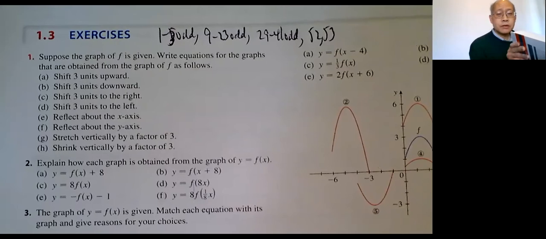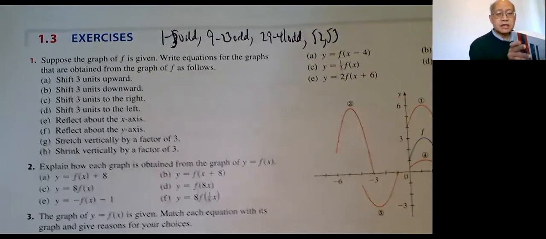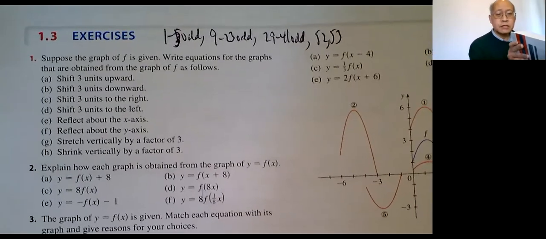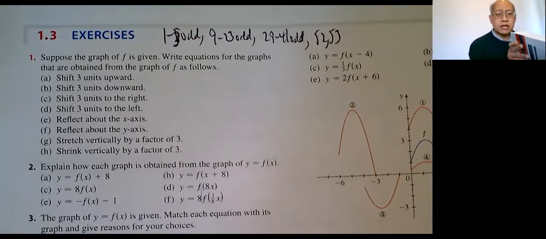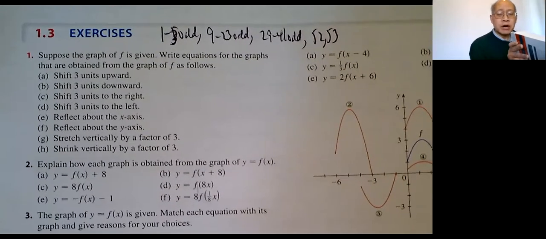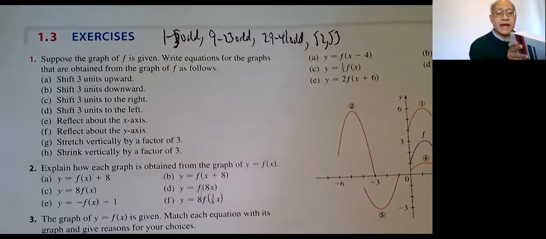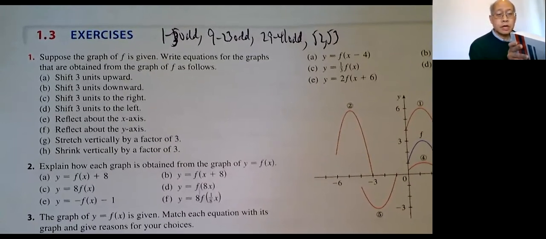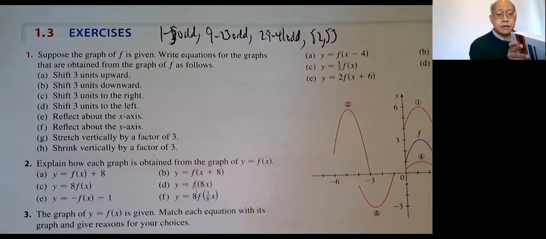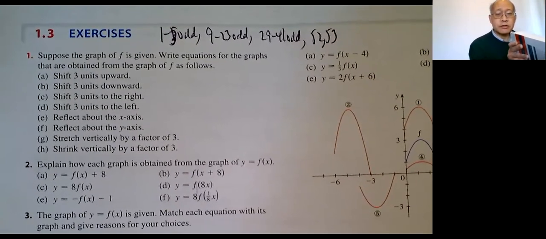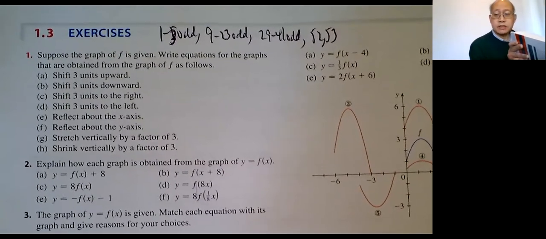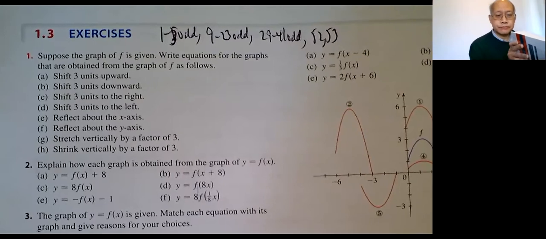Okay, E and F: reflect about the x-axis. So you know there's going to be a negative somewhere. So E, reflect about the x-axis. So anything above the x-axis goes below. So that would be negative f of x. How about F? F also has a negative, but where does the negative go this time? f of negative x. Right, f of negative x.